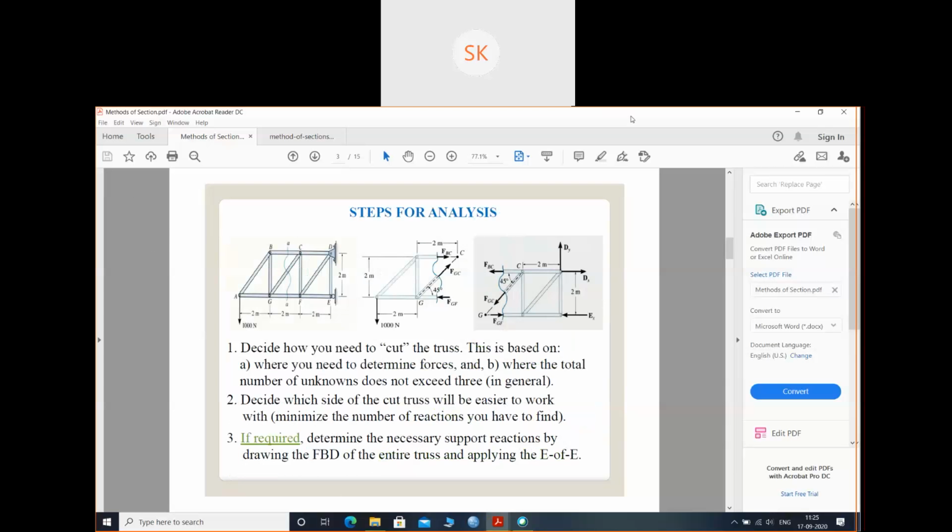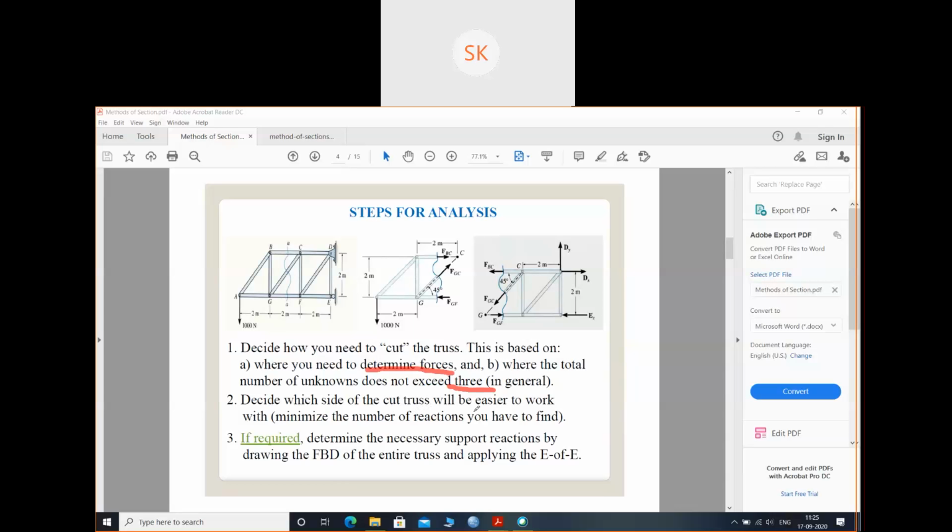So see, this is the figure. You have to decide how you need to cut the truss. This is based on where you need to determine forces and where the total number of unknowns does not exceed 3. This means you have to cut in such a way that it cuts through 3 members and includes the member where you need to find the forces.